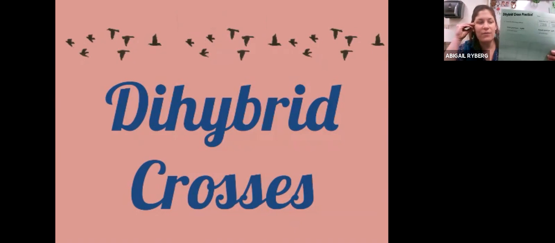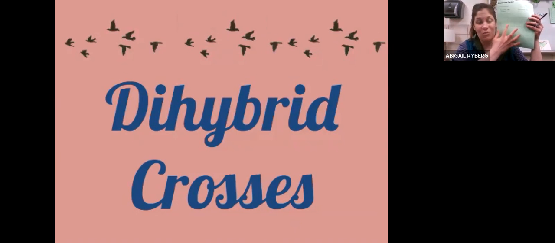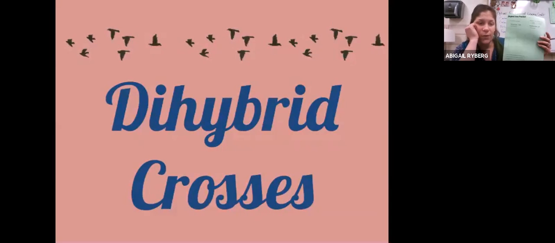And you should have a worksheet that looks something like this. It may be a different color, but at the very top it says dihybrid cross practice, and you will see your first really huge dihybrid cross that looks like this. So make sure that you have this packet in front of you.